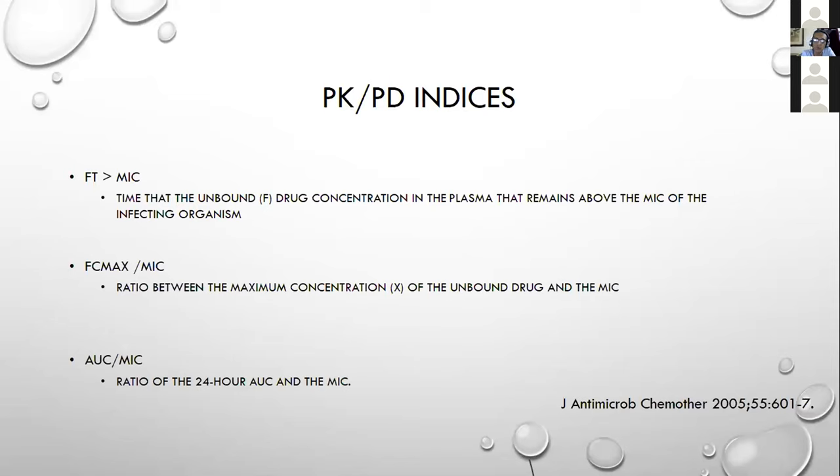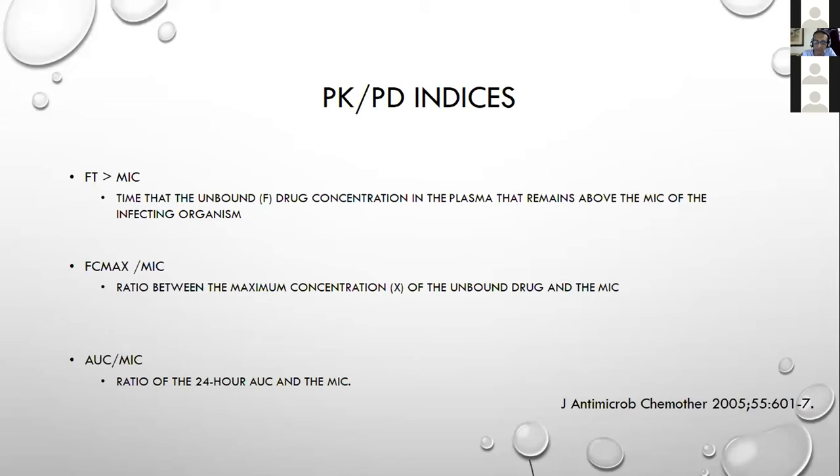The area under the concentration curve to MIC ratio is also used for other concentration-dependent antibiotics, for example vancomycin. It's a very tedious process because you have to measure 24 hours of the concentration of the drug in the urine and all. But ideally, for vancomycin, it should be above 400. Recent studies have even looked at aminoglycosides, where instead of maximum concentration to MIC, they have used the area under the curve to MIC ratios.